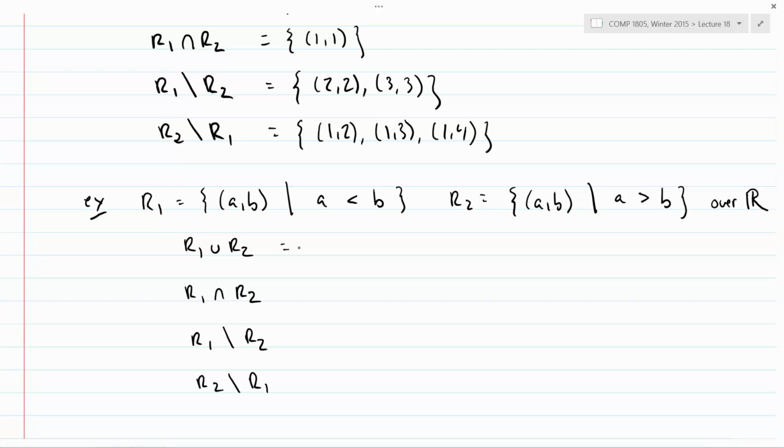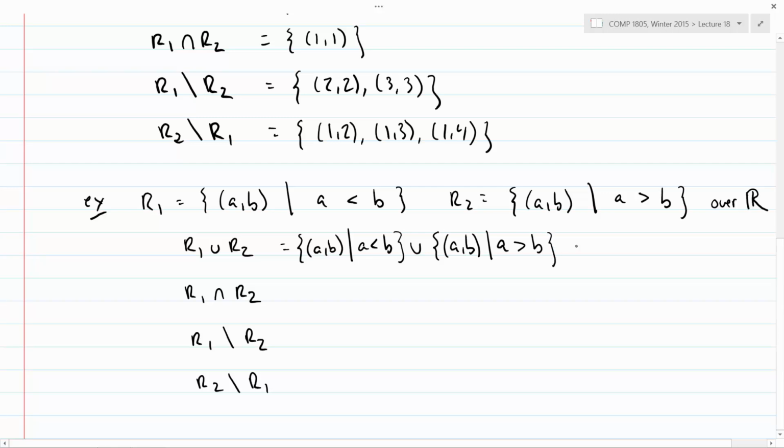Not quite. So remember, I have pairs of real numbers here. So I'll do this in two steps. First, I'll write it out as sets. So it's all pairs AB such that A is less than B, union all pairs A and B such that A is greater than B.